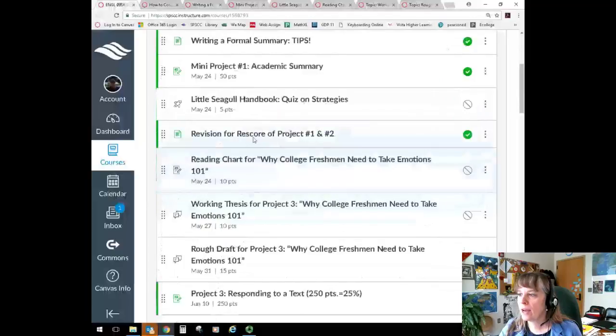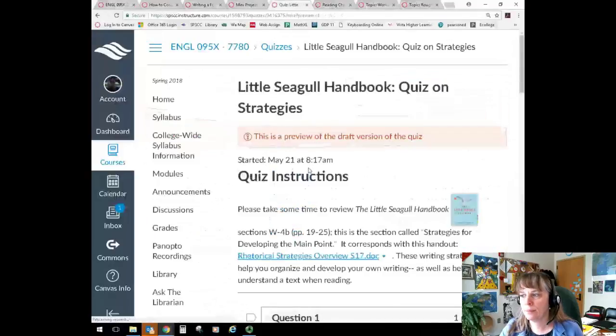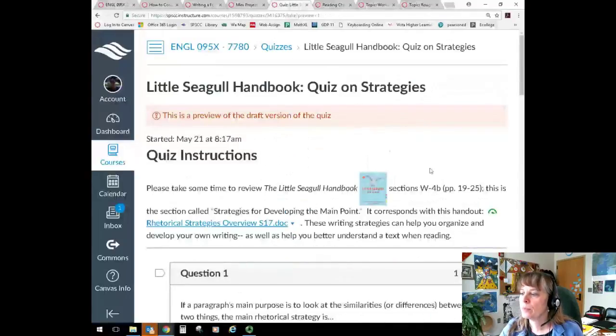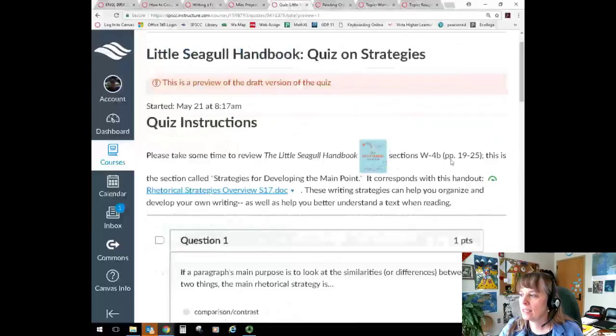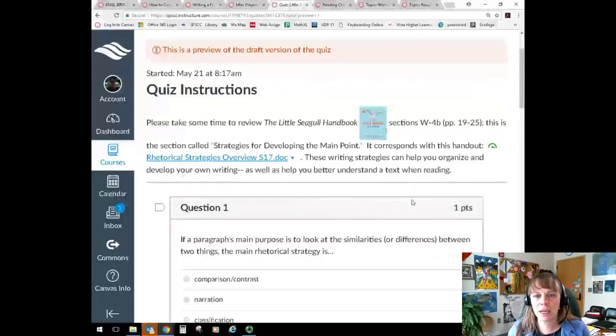Then as you move down, I have something on the Little Seagull Handbook. It's a quiz on strategies. When you look at the quiz, I'm in the teacher viewpoint. There we go. It's really on these pages in the Little Seagull that kind of go over different types of writing that are there. And this, for some of you who have emailed me and said, gosh, I'm really struggling with just understanding a text. I'm struggling with the reading piece of it.